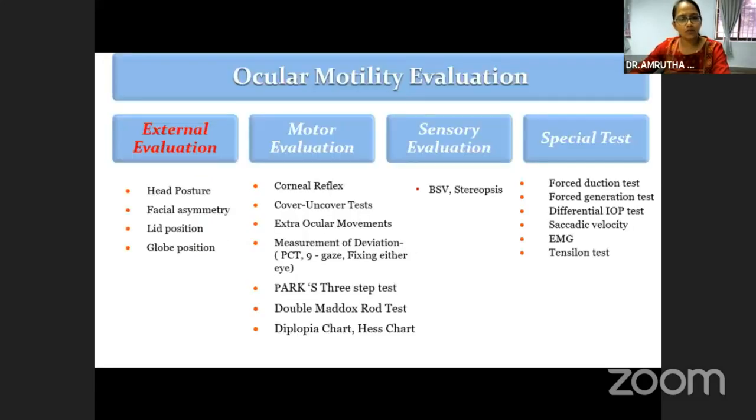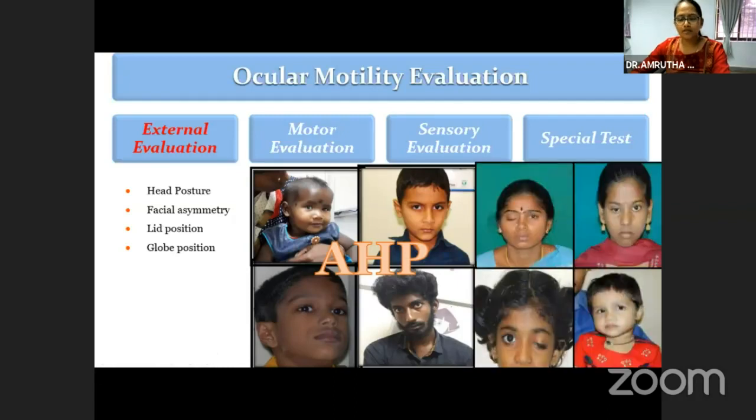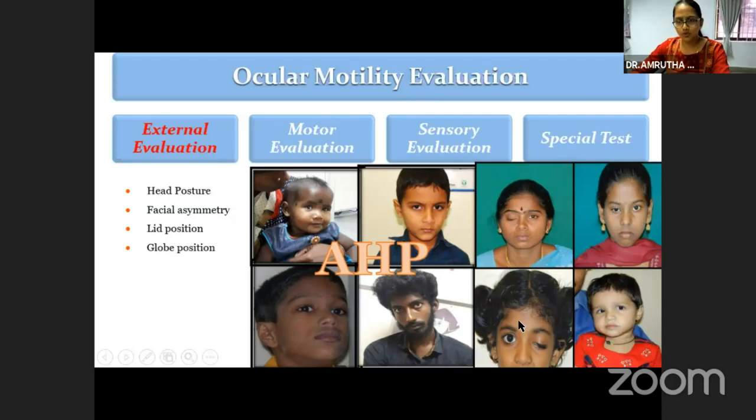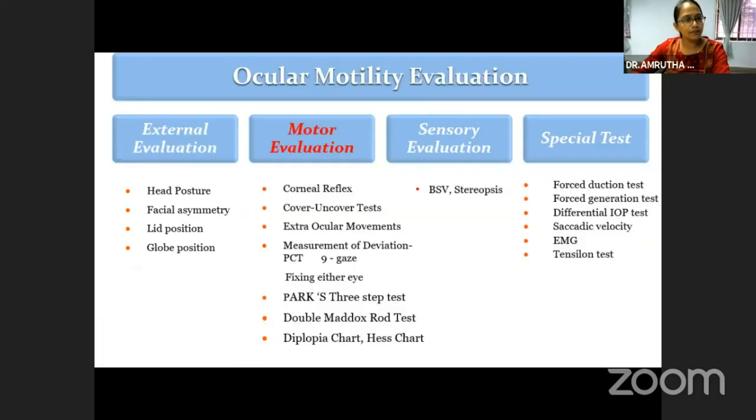Examination, coming on to the oculomotor examination: do a thorough external evaluation starting from the abnormal head posture. Is there any AHP, face turn, chin lift, or head tilt? Is there any ptosis? Is it a pseudo or a true ptosis, or a complete ptosis? Is there any facial asymmetry along with it, or any extraocular motility limitation along with the ptosis? How is the globe? Is there a prominence of the globe, an exophthalmic appearance?